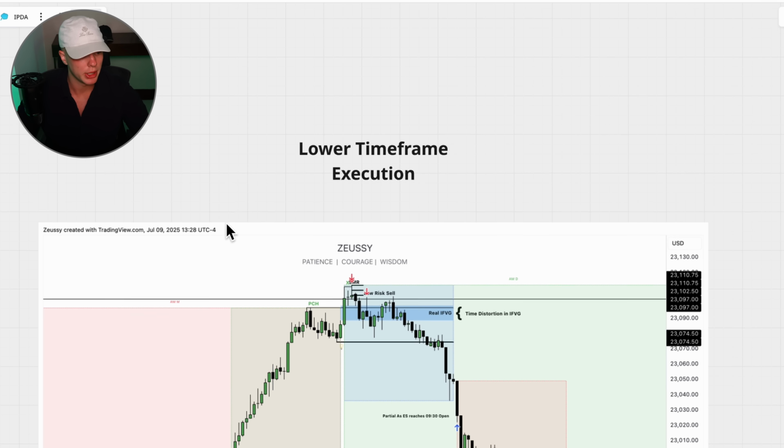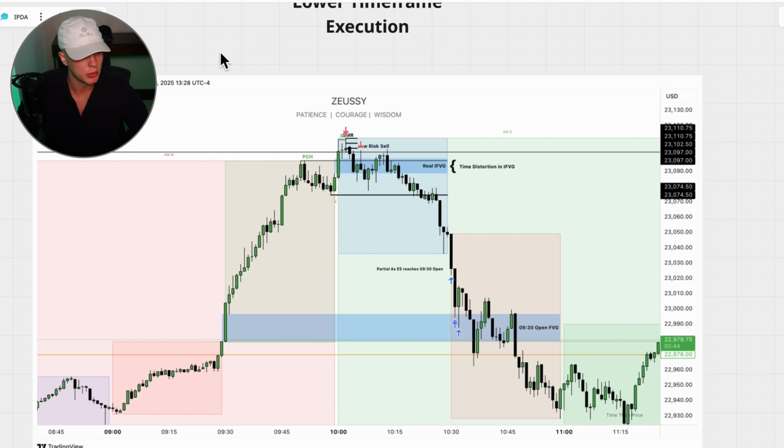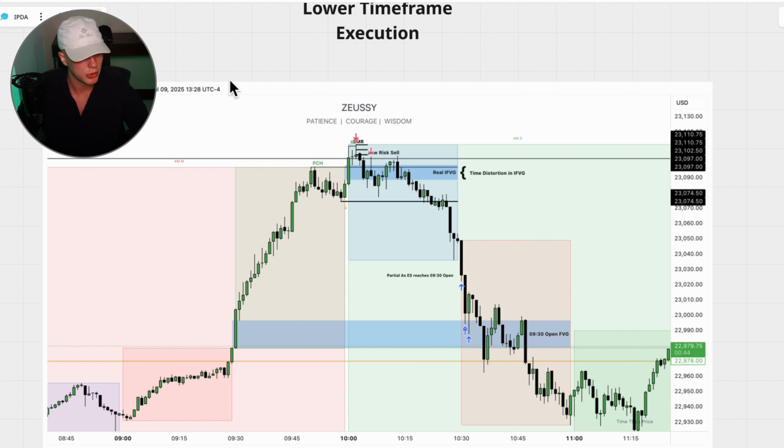When we pay attention to my lower time frame execution, what I would like to see is that throughout the 9:30 open, the market just expanded towards the upside. The market just kept on running higher. So whenever a retail trader looks at this delivery, what he or she is thinking is, hey, I should be going long now. I should be buying the market.